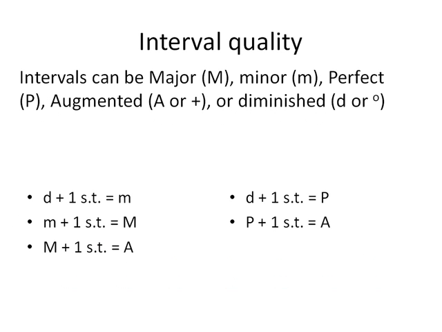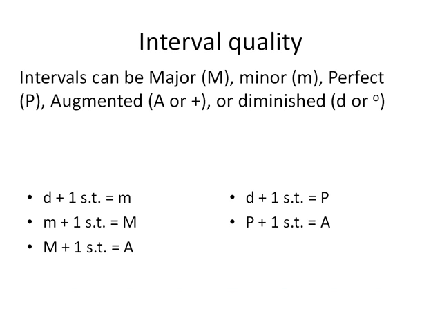There are 5 common qualities of intervals: major, minor, perfect, augmented, and diminished. At the top of the slide you can see the abbreviations for each quality. Note that we use capital letters for major, perfect, and augmented, and lowercase letters for minor and diminished.